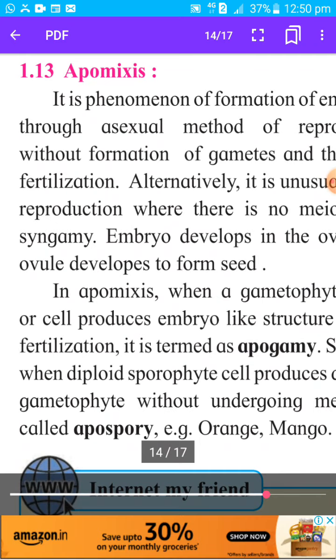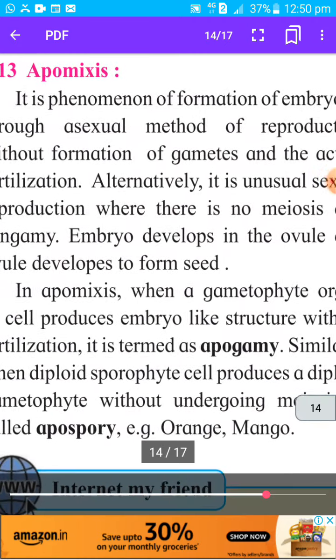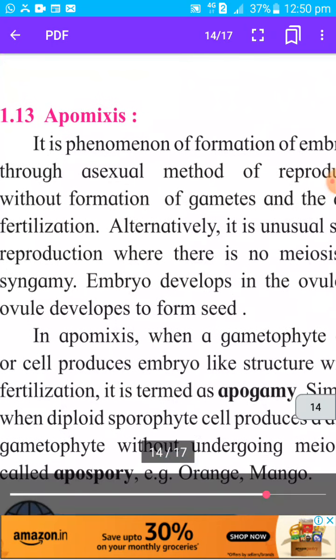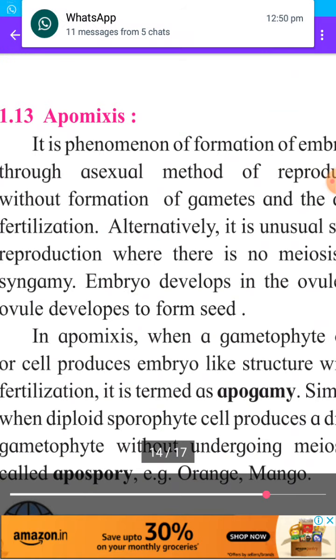We have studied sexual reproduction. In sexual reproduction, there is a formation of male and female gametes, and there is a union of male and female gametes. The process is called fertilization, and from fertilization there is a formation of zygote, and the zygote will develop as an embryo, and the embryo will develop as a seed, and the seed germinates and the plant will grow. But in apomixis, this process of formation of gametes as well as fertilization is avoided. Seeds are formed directly. That phenomenon is called apomixis.